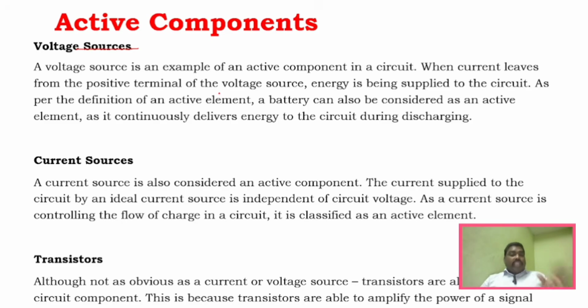And about current source: the current supplied to a circuit by an ideal current source is independent of circuit voltage, right? And it controls the flow of charge in a particular circuit. That is why it is called an active component. Whereas a transistor, as I have already said in the previous video, is used to amplify a signal, right? When it amplifies a signal, it gives power to that particular signal. Then exactly it is an active component, right?